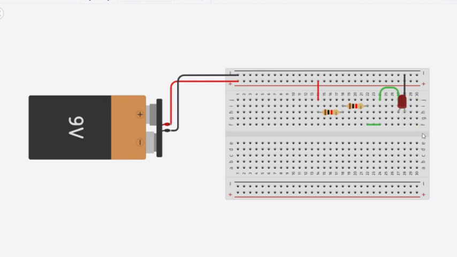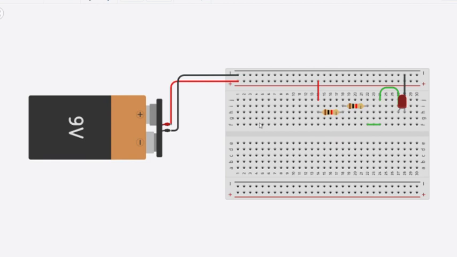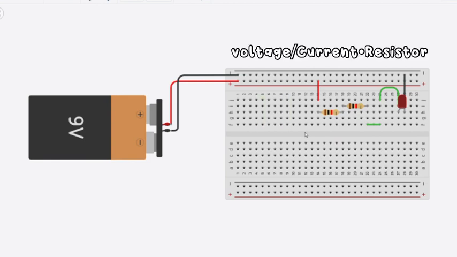R is the resistance of the conductor. R is the resistor. This is a series circuit. Second, understand Ohm's law. Recognize that Ohm's law expresses the relationship between voltage, current, and resistance.